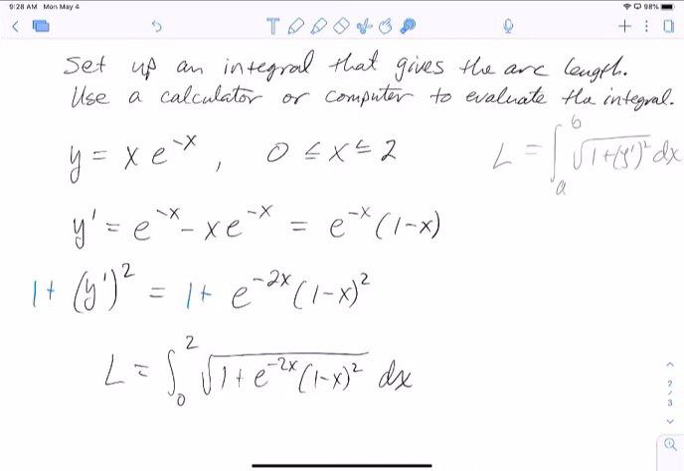Using the product rule, y prime is equal to e to the negative x minus x e to the negative x. And I went ahead and factored out the e to the negative x, so I have e to the negative x times the quantity of 1 minus x. Y prime squared then is e to the negative 2x times the quantity of 1 minus x squared. Adding 1 because of the 1 plus in the formula yields us L is equal to the integral from 0 to 2 of the square root of 1 plus e to the negative 2x times 1 minus x, the quantity squared, dx. And then we were asked to use a computer or calculator to compute the result.